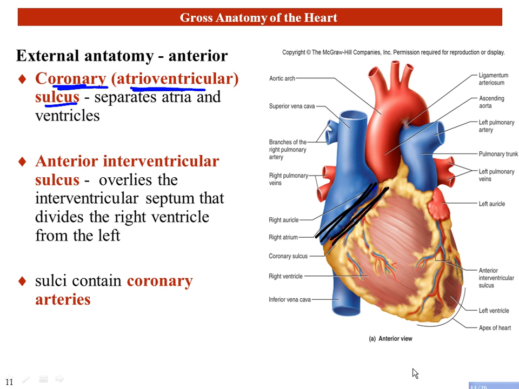You also have a sulcus that separates the ventricles. We call this the anterior interventricular sulcus on the anterior side. Here's the anterior interventricular sulcus. Once again, you'll find coronary blood vessels within that as well.